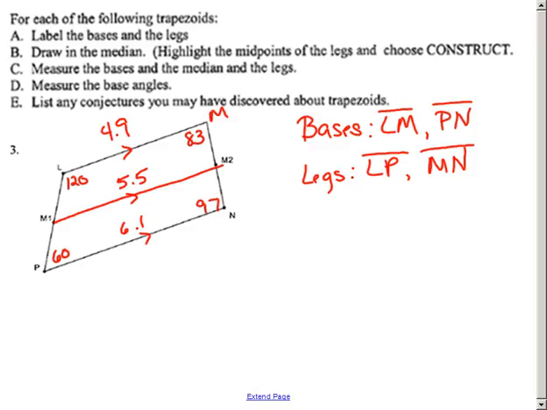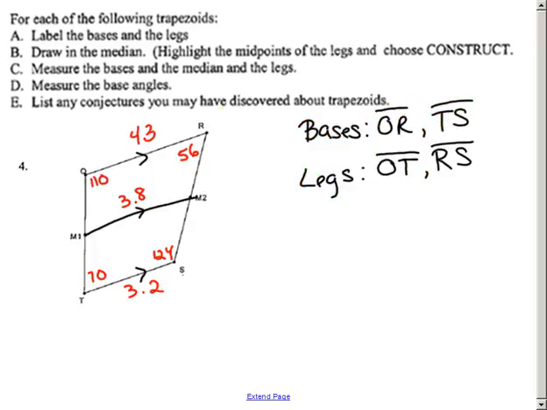Looking at my step 4 here, my bases are segment OR and TS. The legs are OT and RS. The measurements of my bases are 4.3 and 3.2 centimeters. My median was 3.8 centimeters. Angle O is 110 degrees, angle T is 70 degrees. Again, I have a pair of supplementary angles.